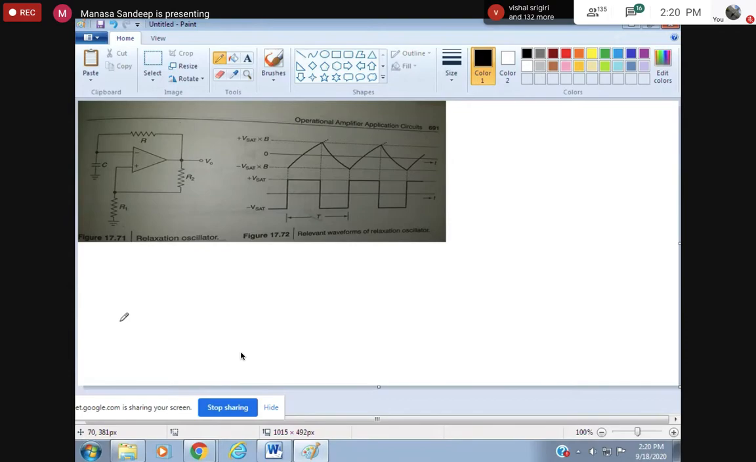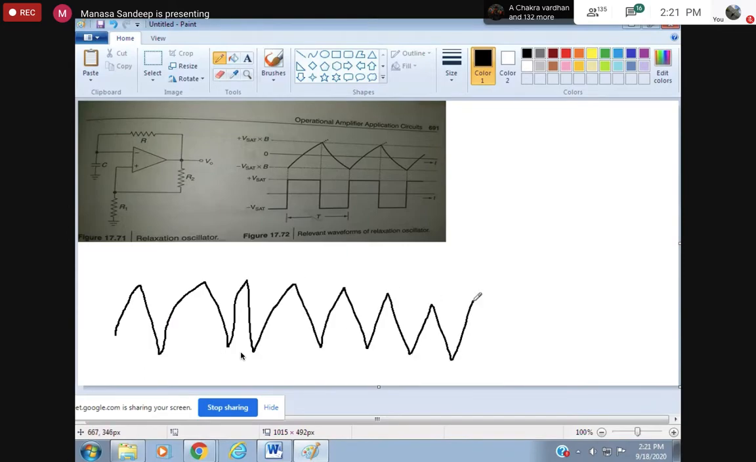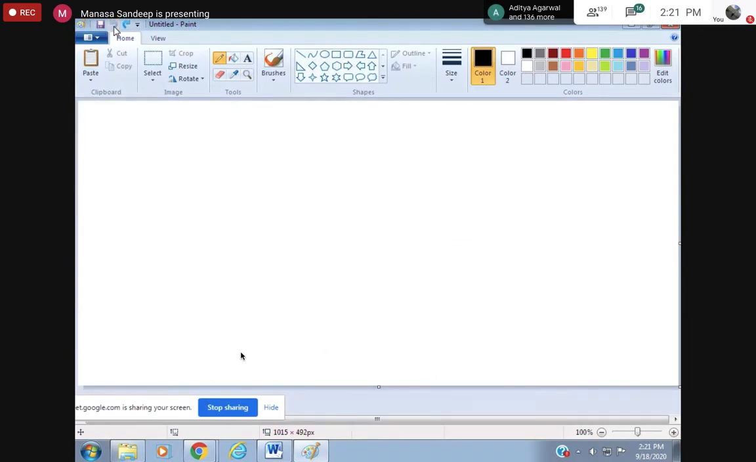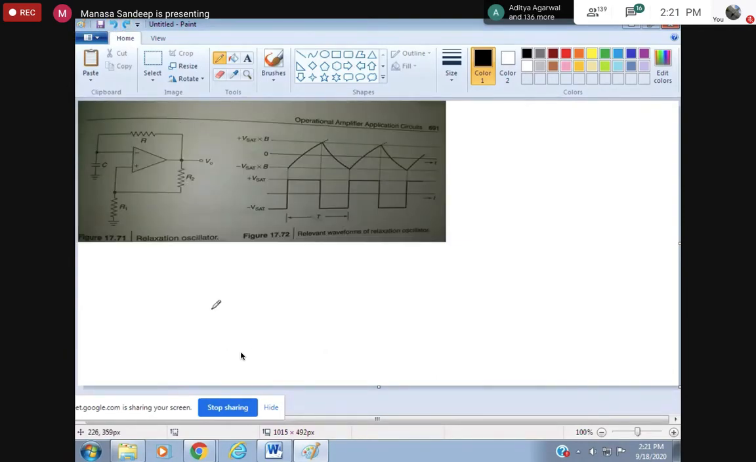See, a relaxation oscillator is a circuit which keeps on oscillating between two points. Here, this circuit is oscillating between plus V saturation and minus V saturation. From minus V saturation it goes to plus V saturation, from plus V saturation it comes back to minus V saturation, and this goes on. Why is it called an oscillator? There's no need to apply the external input again and again.